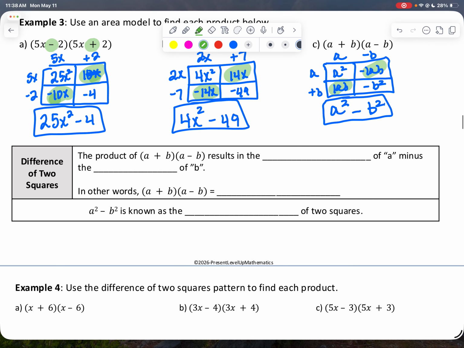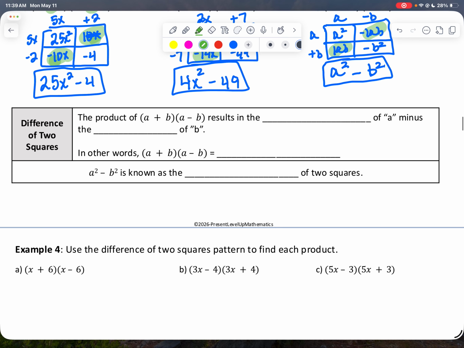All right, so our special pattern, when we have a problem of the form a plus b, a minus b, it will result in the square of a minus the square of b. In other words, a plus b, a minus b is equal to a squared minus b squared. Now, the product a squared minus b squared is also known as the difference of two squares. The difference of two squares.